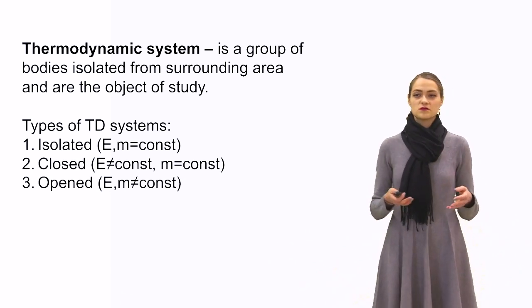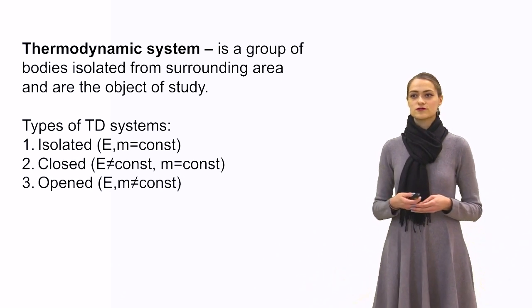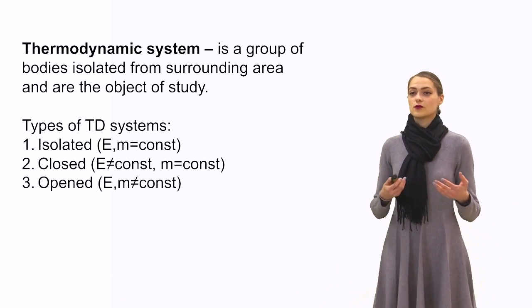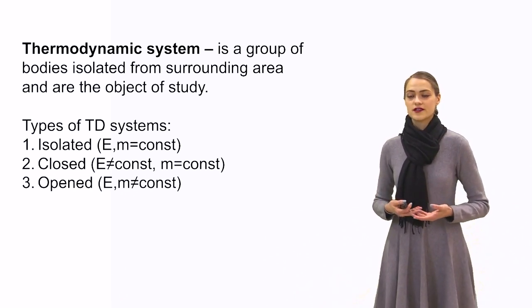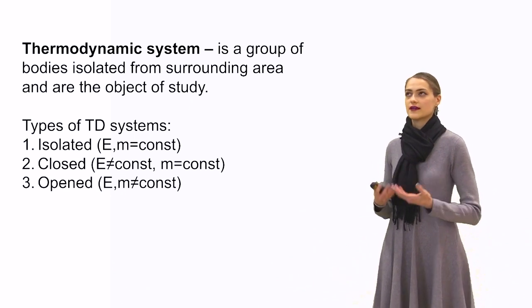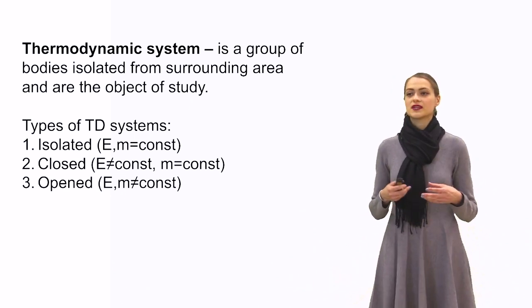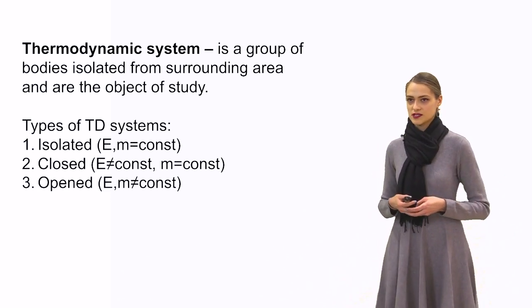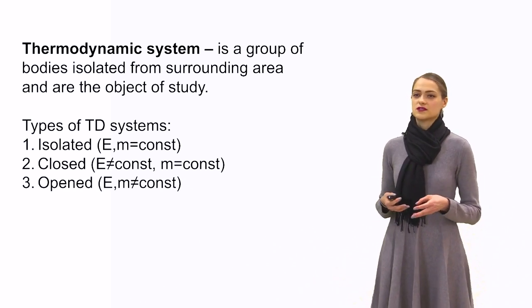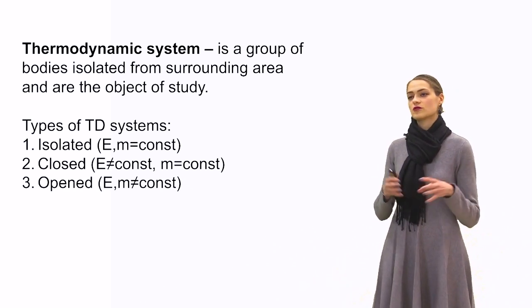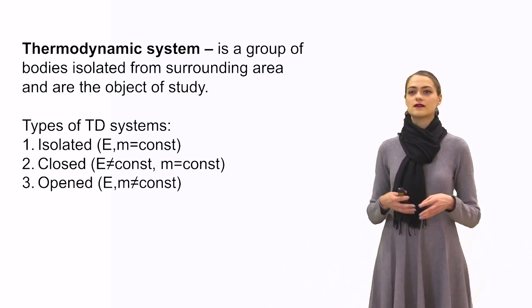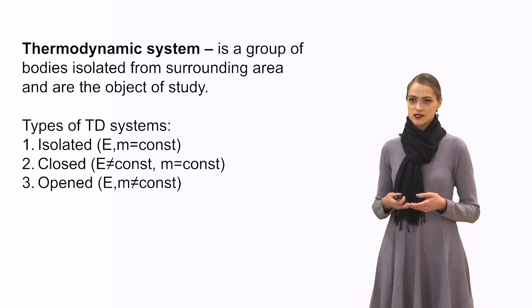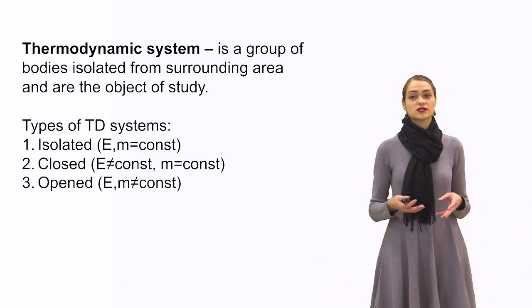We said that in different parts of our course we are going to talk about different thermodynamic systems. In the previous lecture we already studied what a homogeneous reaction system and a heterogeneous system mean, but now we need to discuss what a thermodynamic system means, which we use in chemical thermodynamics. It's a group of bodies, a group of substances which is separated from the environment, from the surrounding area, and is the object of our study. We have different types of thermodynamic system according to thermodynamic properties.